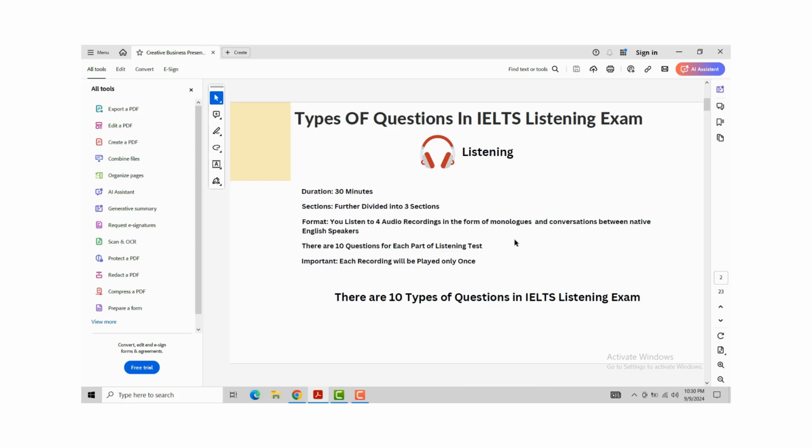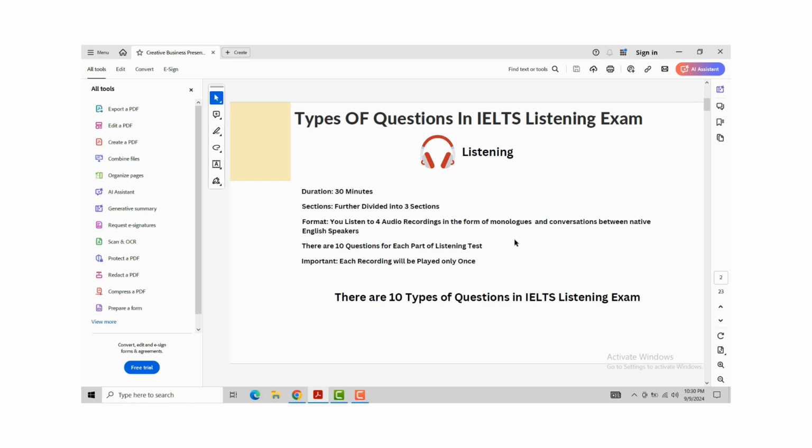So the duration is 30 minutes, as we discussed in the previous video, and it is divided into 4 sections, not 3 sections. There is a mistake that I mentioned, that it is divided into 3 sections. It is actually divided into 4 sections or 4 recordings.